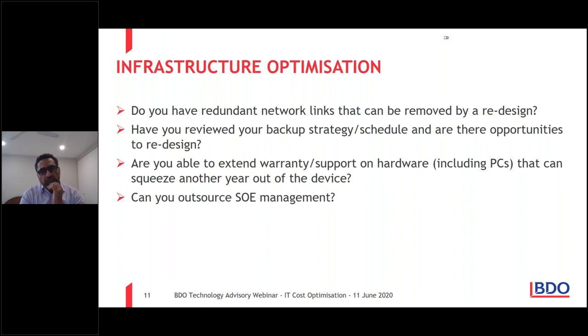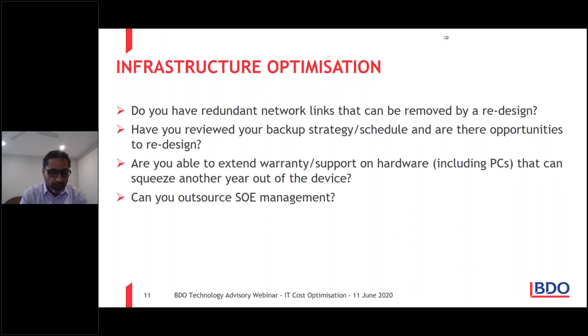Next one around infrastructure is warranty and support on hardware, where it includes servers or the phones that you might have, or even the laptops or PCs that are in your office. Now, extending warranty or pushing them out by squeezing another year of useful life out of that, that could be an option to consider.